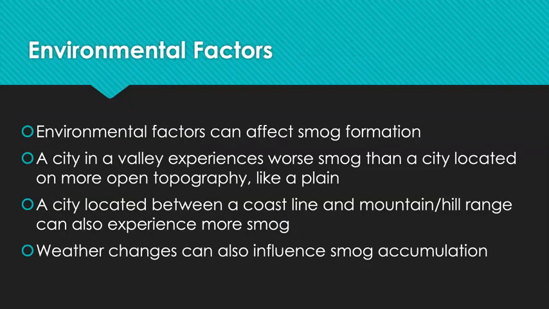There are also a variety of environmental factors that can play into how much smog affects a certain area. For example, if you have a city that is found in a valley or is located between a coastline and a mountain range, we tend to have smog be a little bit worse in those types of cities as opposed to cities that are found on more open topography or open land, such as a plain. Weather changes can also influence smog accumulation. So we're going to talk about thermal inversions next, which is one way that weather can cause some severe smog problems.